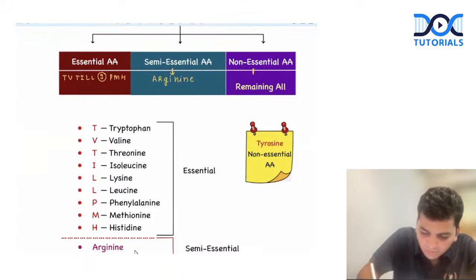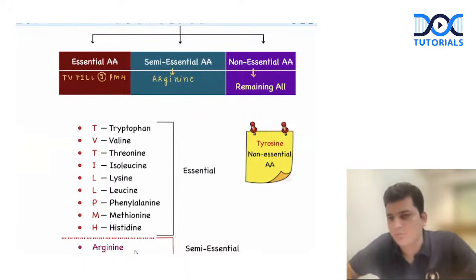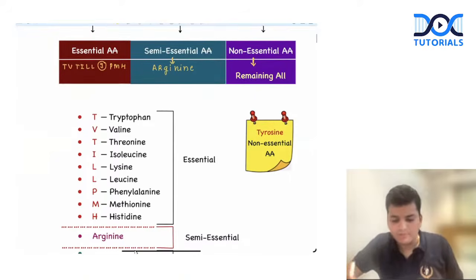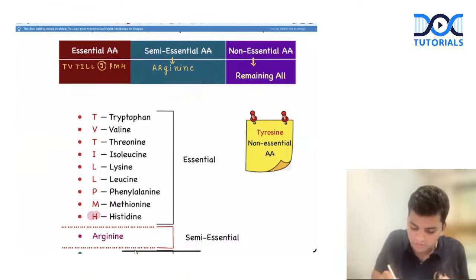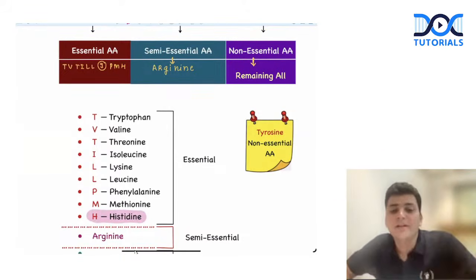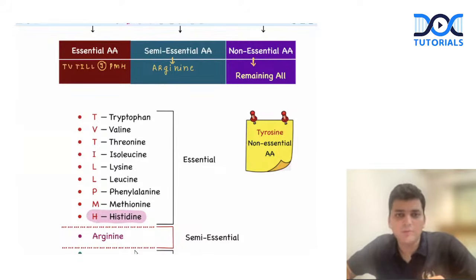And the remaining are all going to be non-essential, meaning you can make them in your body. But now there is a problem. The problem is the mnemonic TV TIL 9 PM H. You may have seen that in some books, histidine is also written as semi-essential. But now I'm writing it in the essential category. This is one problem with this mnemonic.